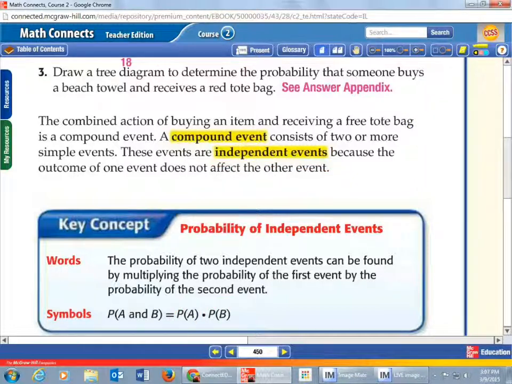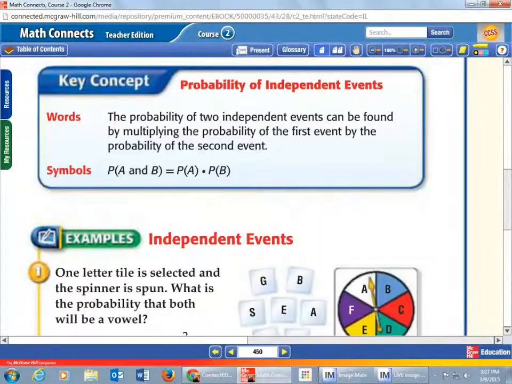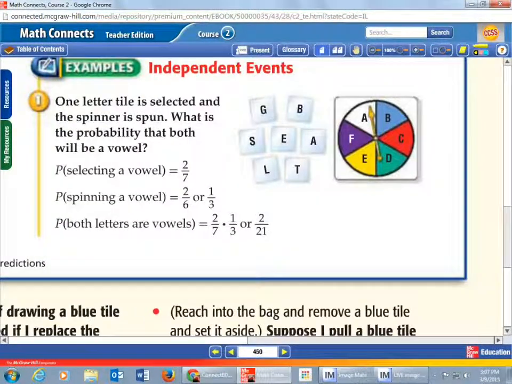Okay, so now that we've taken a look at some of those, let's see if we can do a few more things here. Independent events. If I have these tiles and I have this spinner, 1 letter tile is selected and the spinner is spun, what is the probability that both will be a vowel? Well, remember, vowels are A, E, I, O, U. So A is a vowel, E is a vowel. So the chances of getting a vowel from over here is 2 out of 1, 2, 3, 4, 5, 6, 7. 2 out of 7.